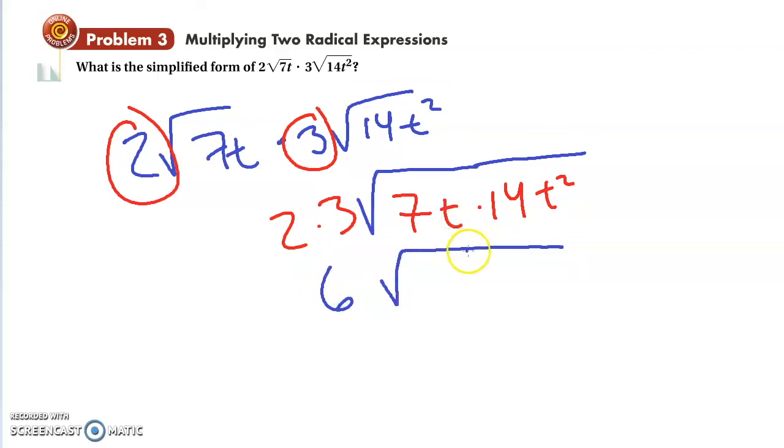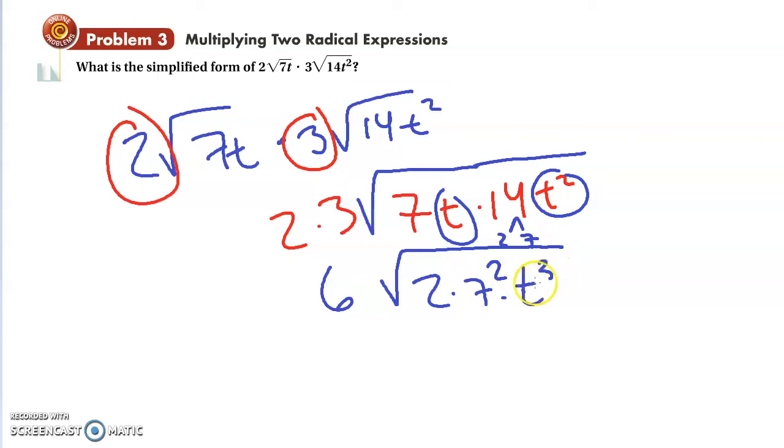And what I would do is I would kind of start grouping these together. If I know that 14 is the same thing as 2 times 7, then 7 times 2 times 7 is the same thing as 2 with 2 7s. And I have 1t and 2 more t's, so this is going to be t cubed. Now, our index, because this is a square root, is still just going to be 2. So it takes 2 tickets to ride the ride.